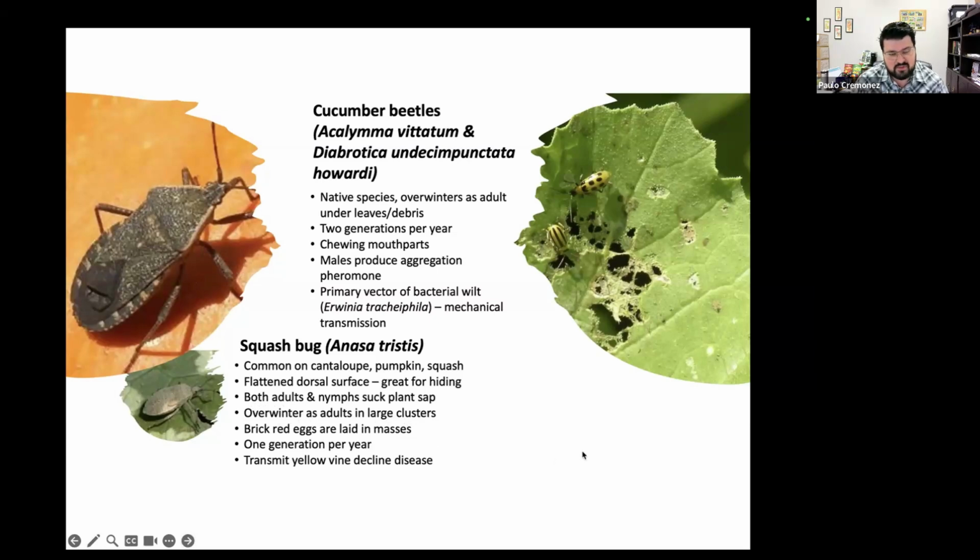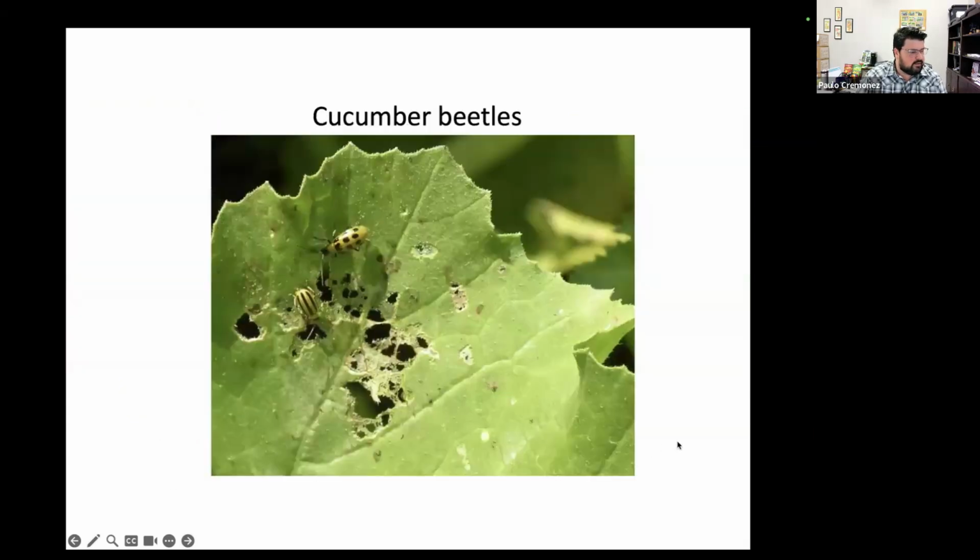So never underestimate the nymphs of hemipteran pests. They overwinter as adults in large clusters. Again, they have 1 generation per year, but that's enough to cause damage. Brick red eggs are laid in masses. I probably have a picture later here to show, and they transmit yellow vine decline disease.